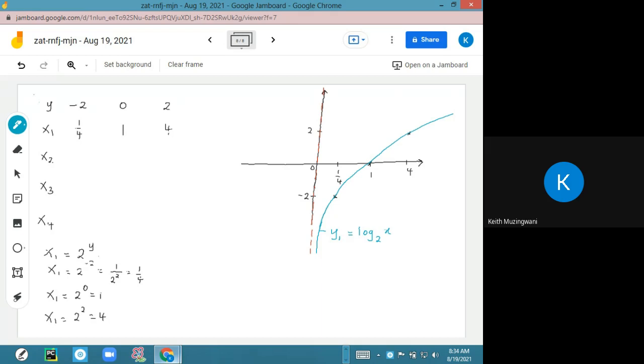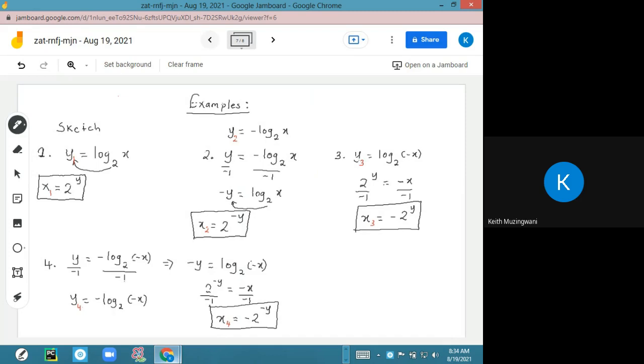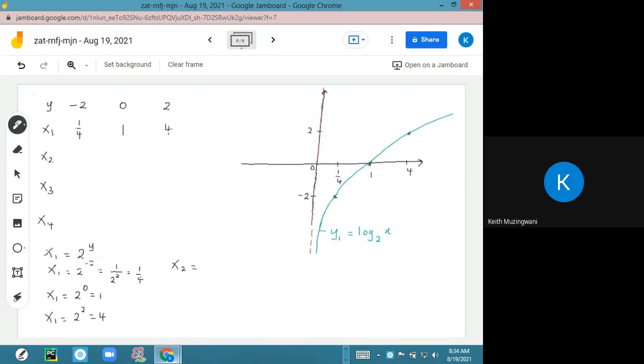So let's go back and look for x2. So what is x2? x2 is a function 2 to the power -y. So what is x2 when y is -2? We'll have 2 to the power 2, which is equal to 4. So we're getting 4 there.